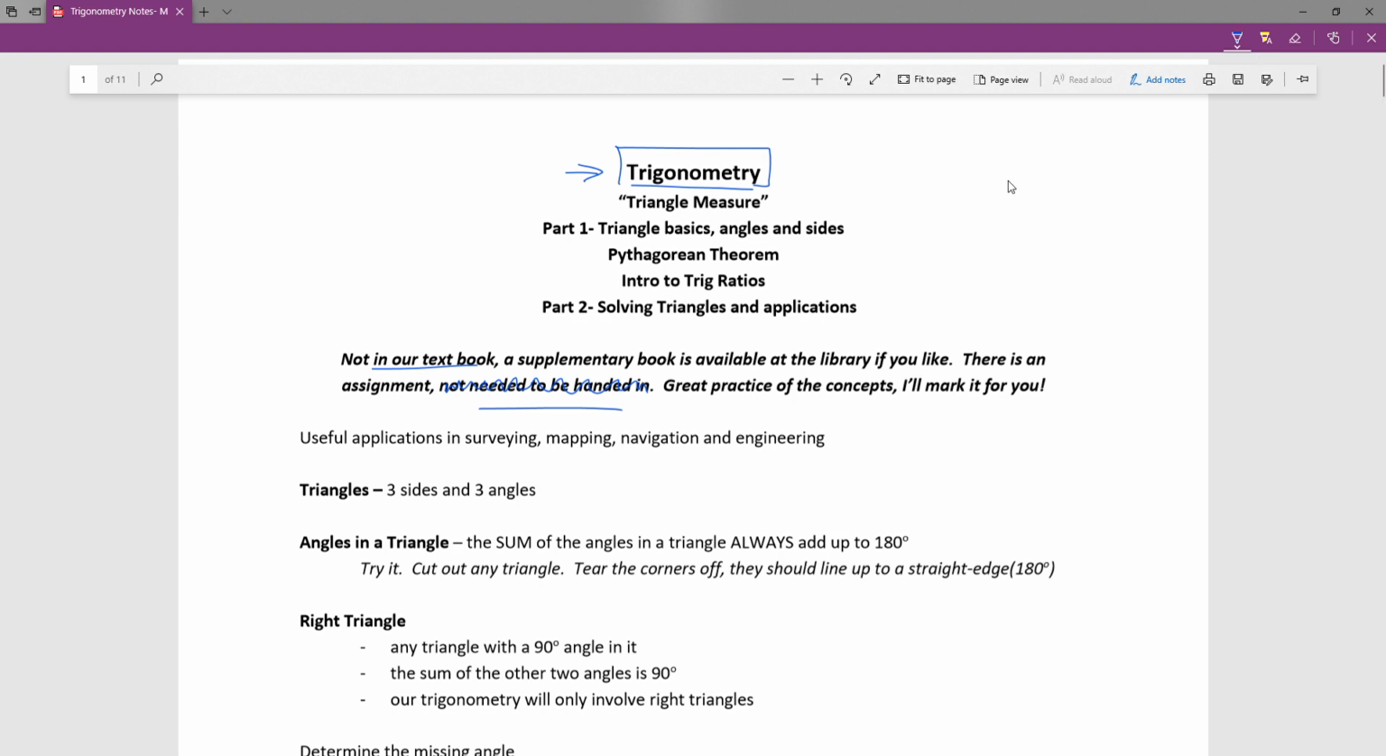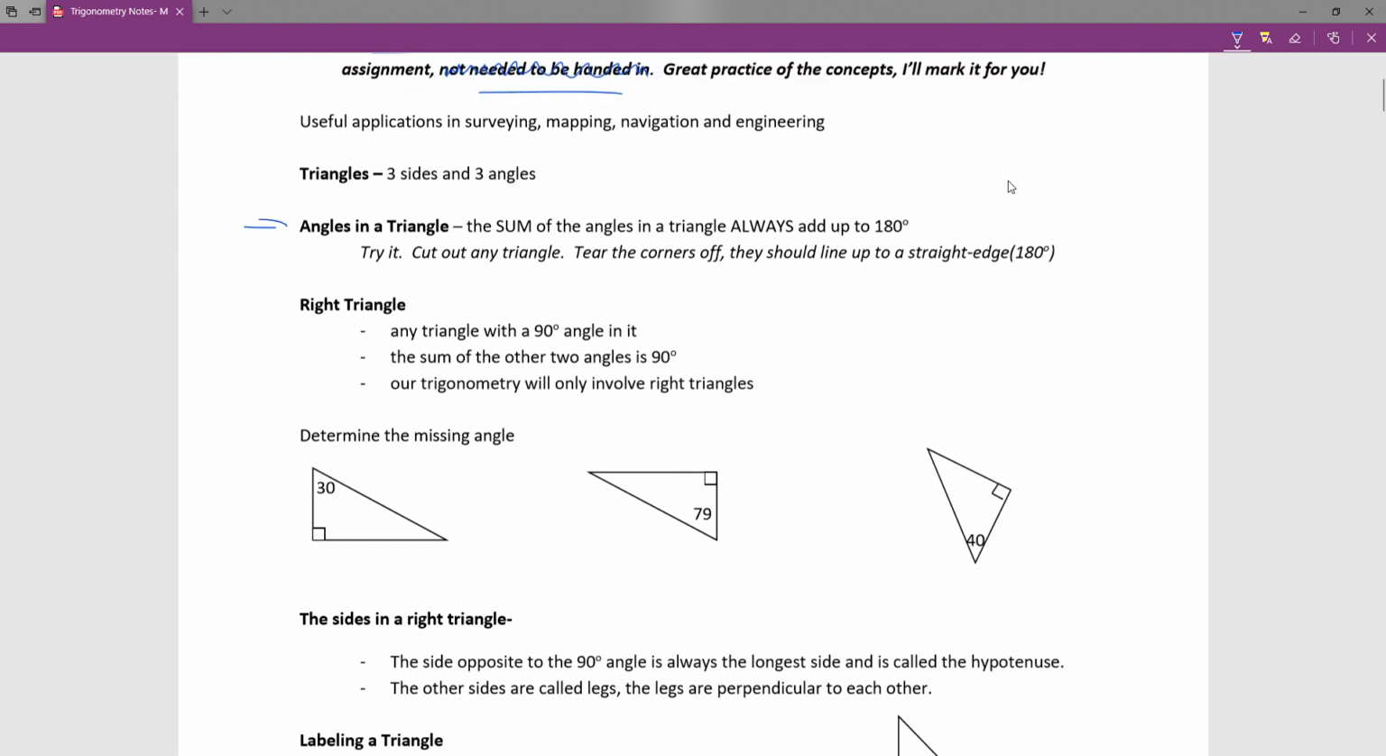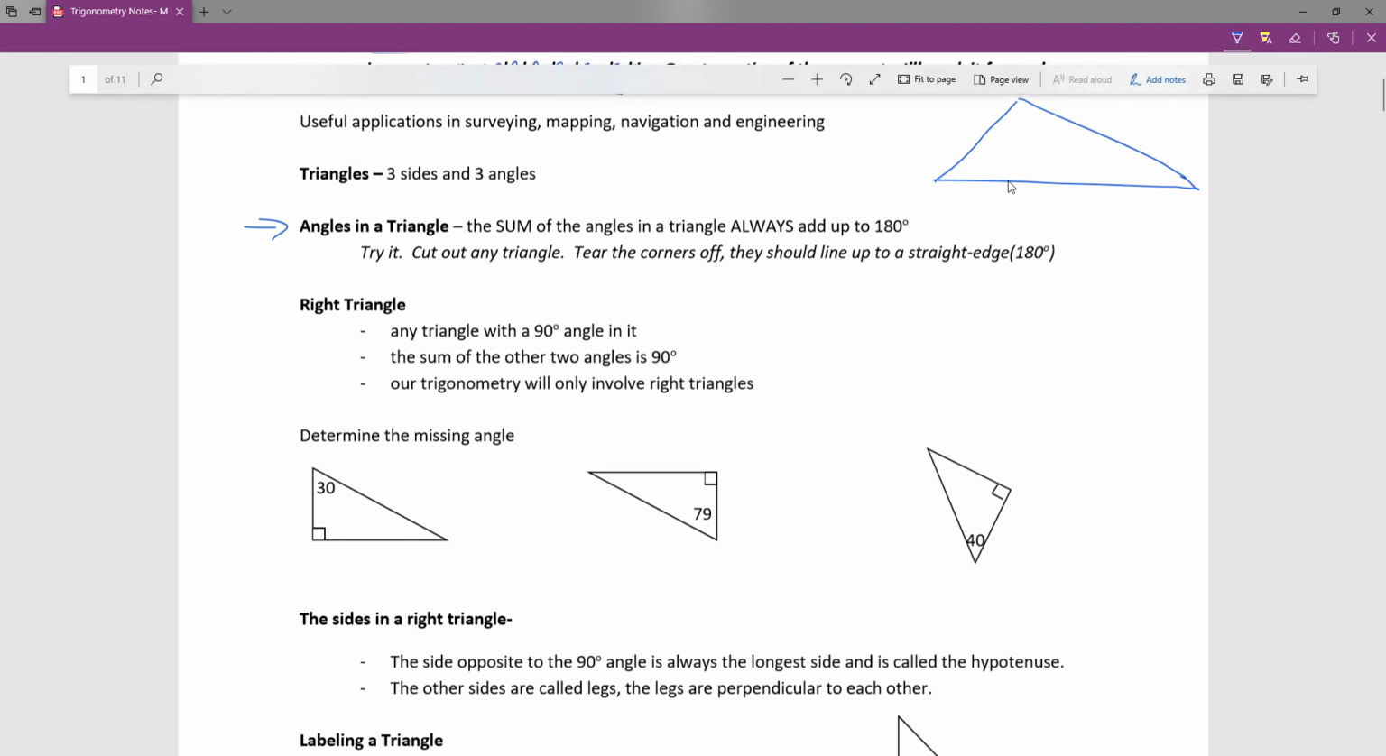So newsflash: triangles have 3 sides and 3 angles. It's true about all triangles. That's what triangles are. And the cool thing about the angles in a triangle is if you took any triangle, and you could do this, you could cut any triangle out of a piece of paper, and if you were to take the corners and rip the corners off, and in a better world, I'd be able to manipulate these things and take these corners and line them up.